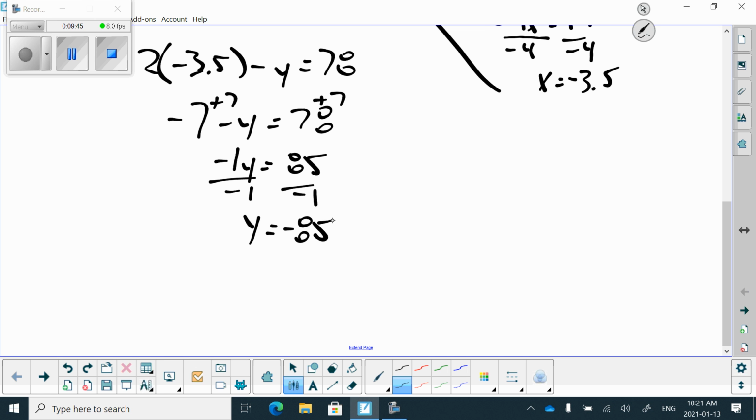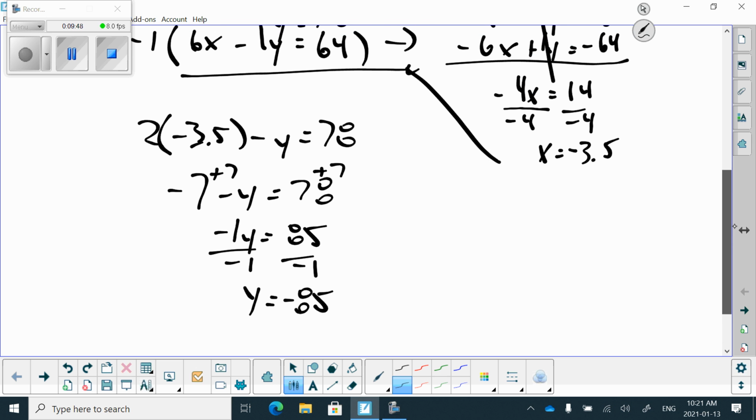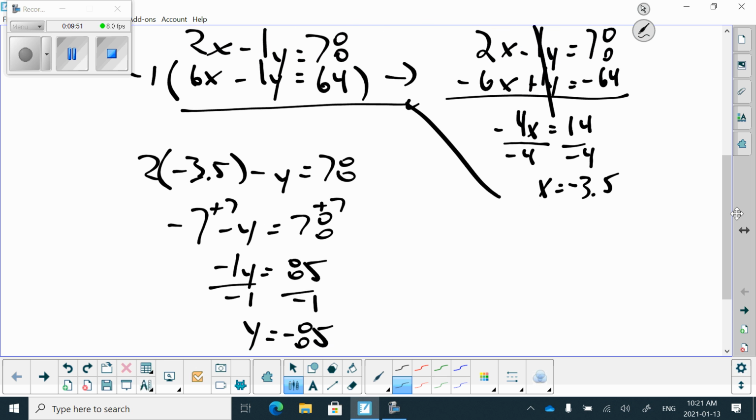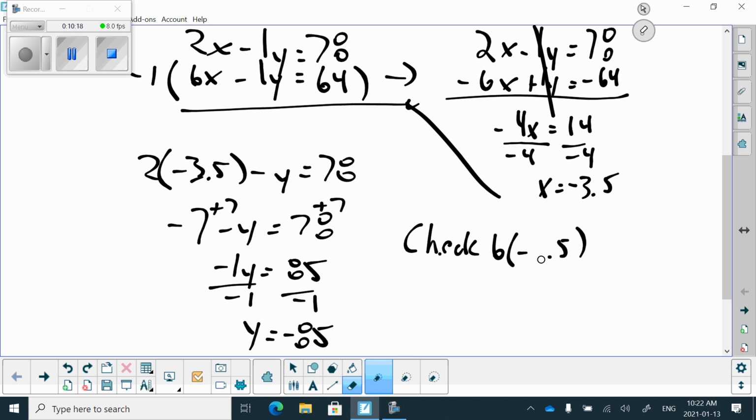Yes. Can you scroll up? Yep, just for a little bit. Now what? Now you would take 6x minus 1y equals 64 and put the x and the y in. Yeah, do the check with that equation, absolutely. Check with the other equation, because if we made a mistake in the last one, if we use the last one, chances are we won't find it.